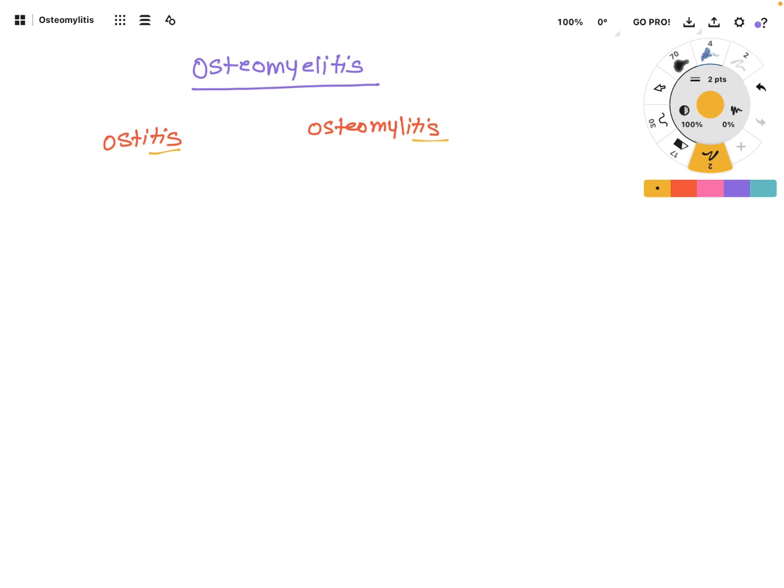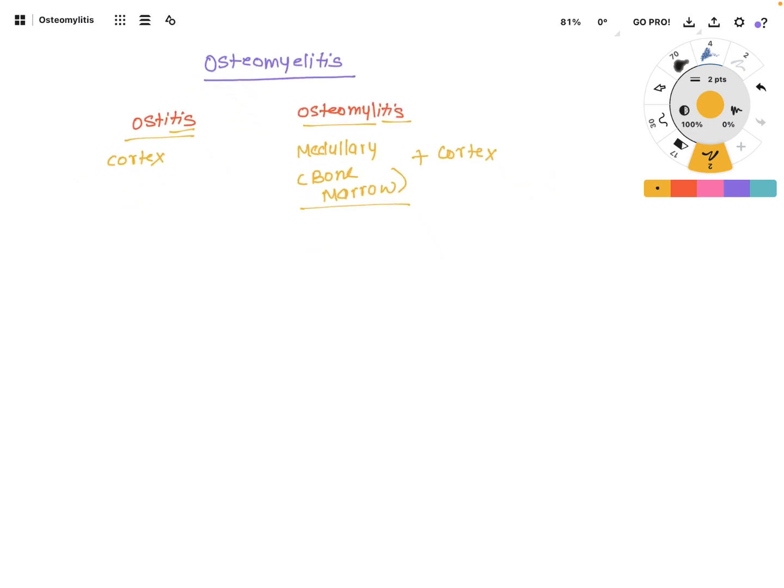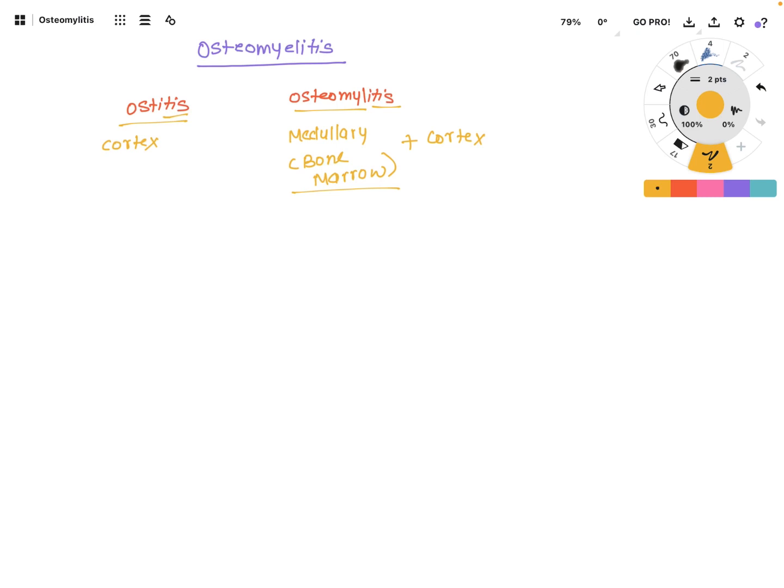Osteitis is when there is an inflammation of the cortex of bone. Cortex is basically the outer part of the bone, and osteomyelitis is inflammation of the medullary component, also known as the bone marrow of the bone. It may or may not involve the cortex, but it will always involve the bone marrow. So osteomyelitis is basically the more severe form of osteitis.